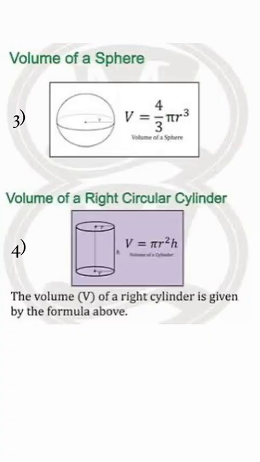Shape 3 is the sphere. The sphere has a radius. Therefore, the volume of a sphere is 4 over 3 times pi times radius cubed. The last form is the cylinder. The cylinder has a radius and a height. Therefore, the volume of the cylinder is pi times r squared times height. These 4 formulas are for study.